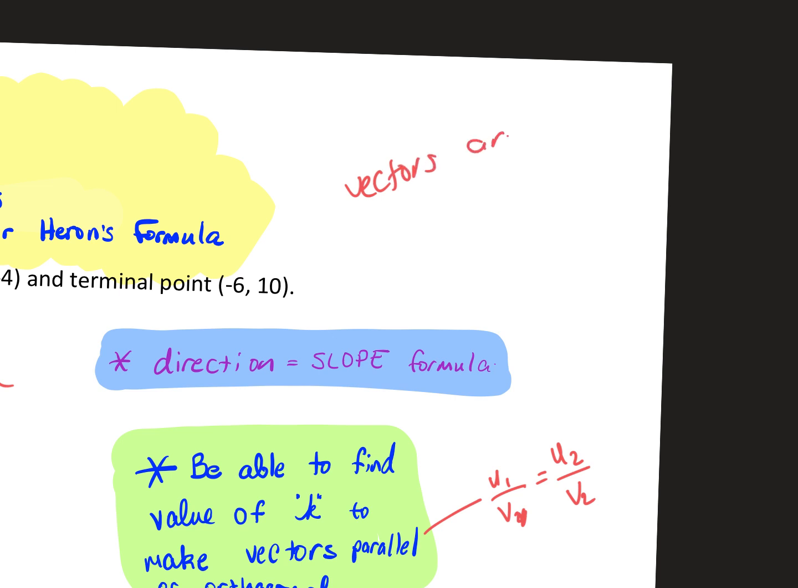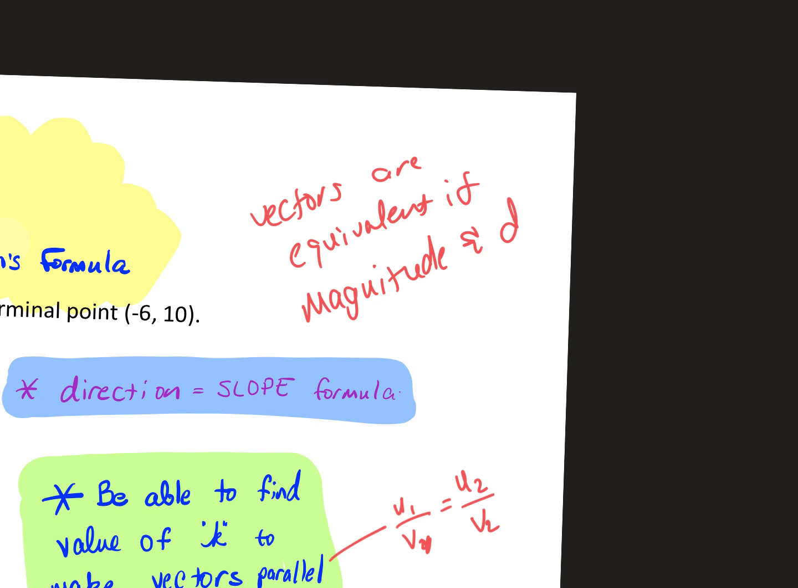Vectors are equivalent if what? If they equal each other. So the magnitude and direction have to be the same. They are equivalent if the magnitude and the direction are the same.